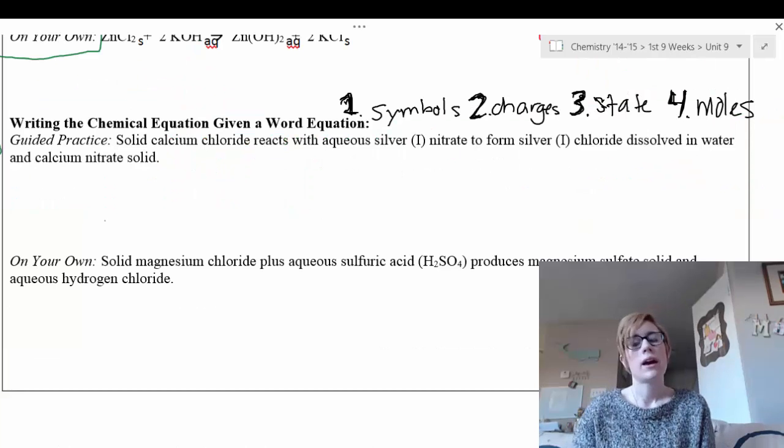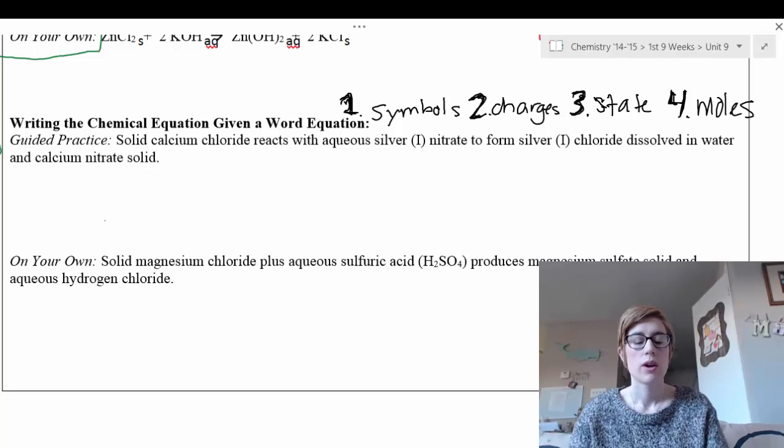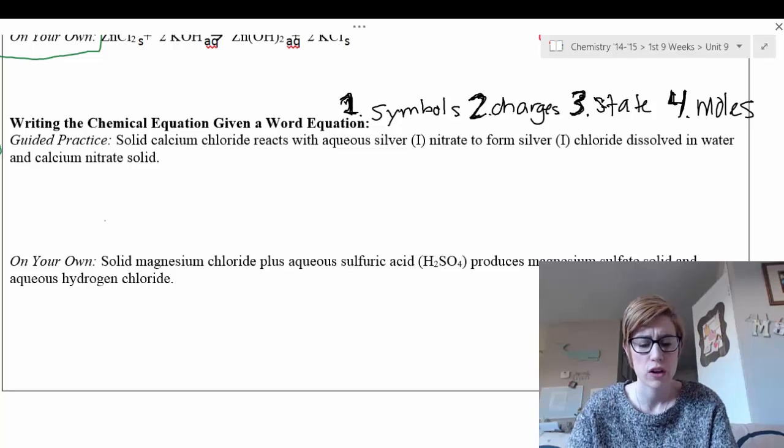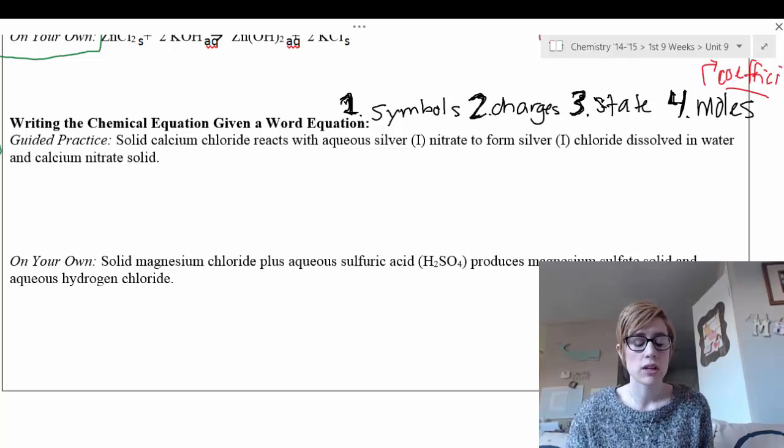Okay, so now we're going to learn how to write the chemical equation when we're given the word equation. Whenever we're writing the chemical equation, we have to follow 4 steps, and I wrote them up there at the top, so please write them on your paper. Okay, so let's start with number 1.